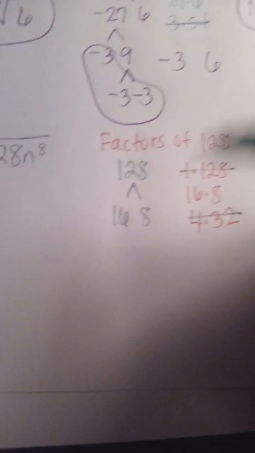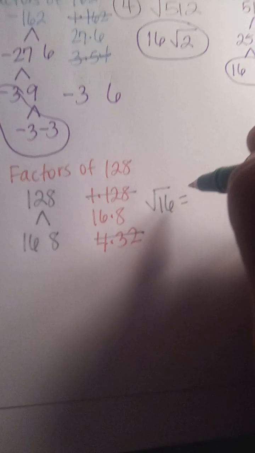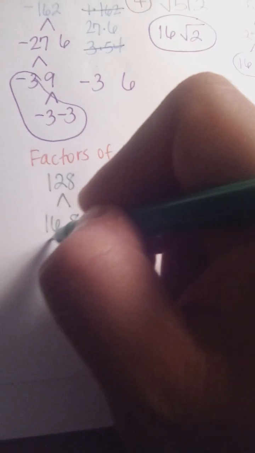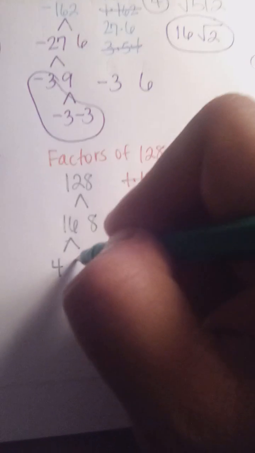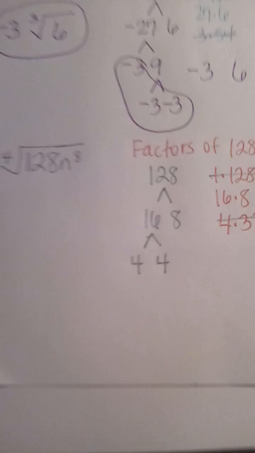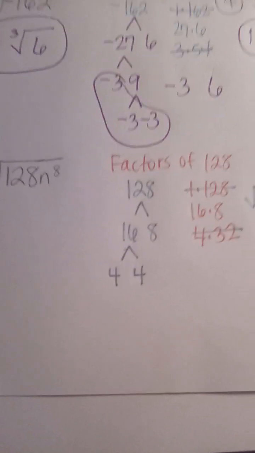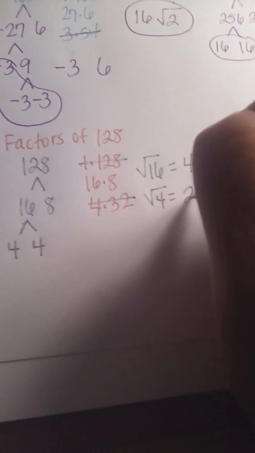Just gave that part away. What's the square root of 16? 4, right? Okay. Now, both sides are 4. Are we done yet? No. What is the square root of 4? 2.